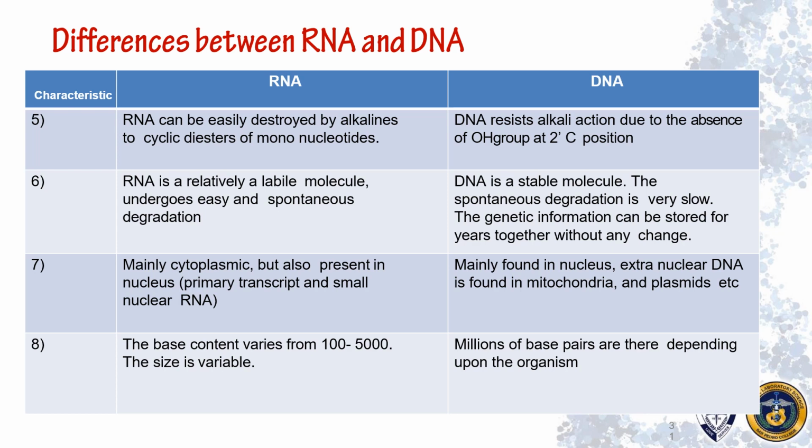Then the RNA is mainly cytoplasmic but also present in nucleus, primarily for transcription and small RNA, small nuclear RNA. DNA naman is mainly found in the nucleus, but there are also extranuclear DNA found, specifically in the mitochondria and plasmids, etc. The base content varies from 100 to 5,000 and the size is variable. DNA naman has millions of base pairs depending upon the organism.